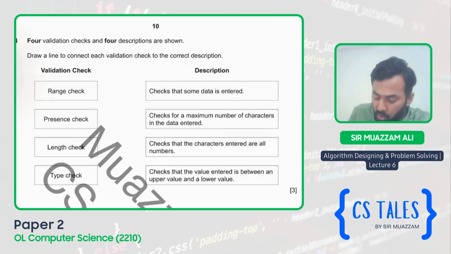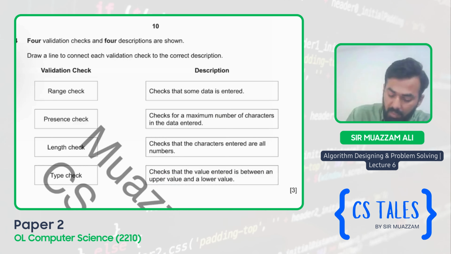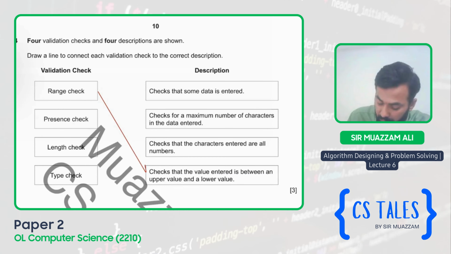Is that it? Check that some data is entered? No. Check for a maximum number of characters in the data? This is length check. Check that the characters entered are all numbers? No. So what then? Check that the value entered is between upper and lower value? Yes, it is. It is range check. Next, presence check. With presence check, you see whether the data is entered or not.